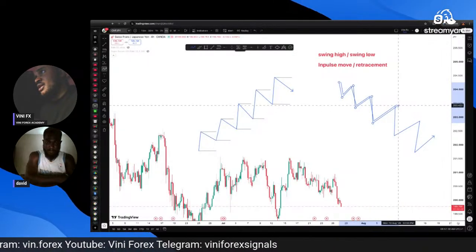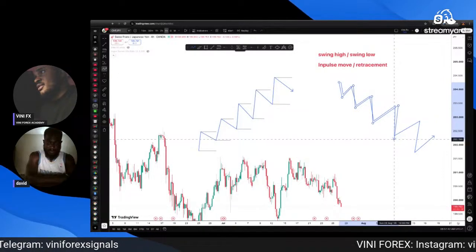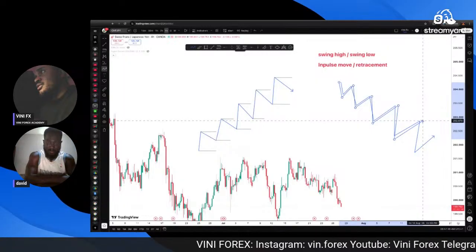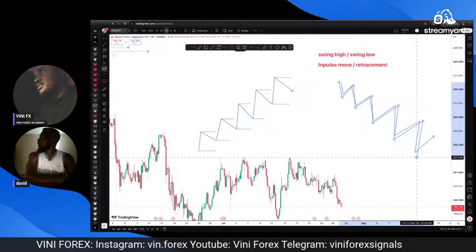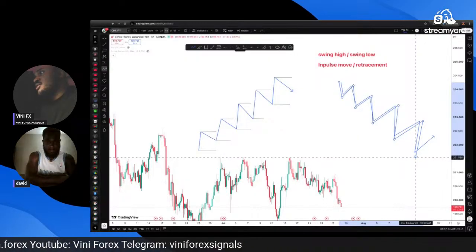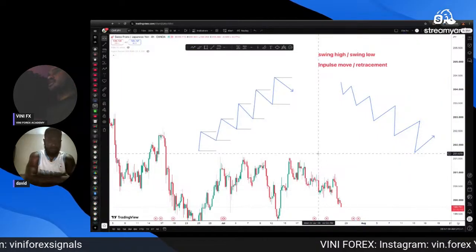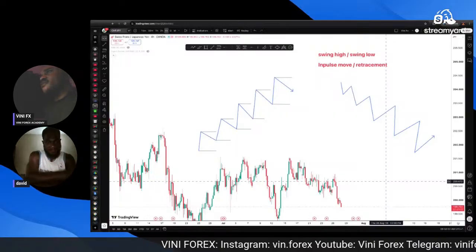Going up to give you a high is a retracement. Coming down again is an impulse. Going up to give you a lower high is a retracement. Coming down to give you a lower low is an impulse move. So impulse moves are moves that move very fast. They move very clean and neat.